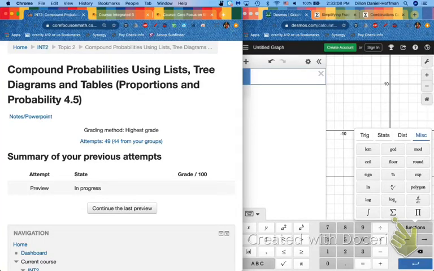Compound probabilities using lists, tree diagrams, and tables. Say that 5 times fast.